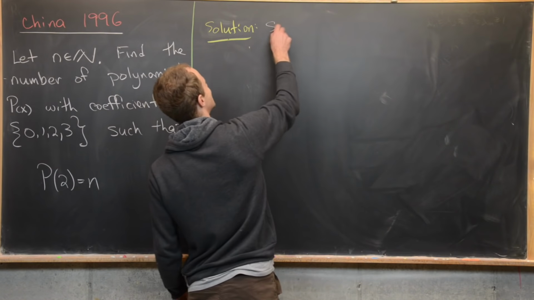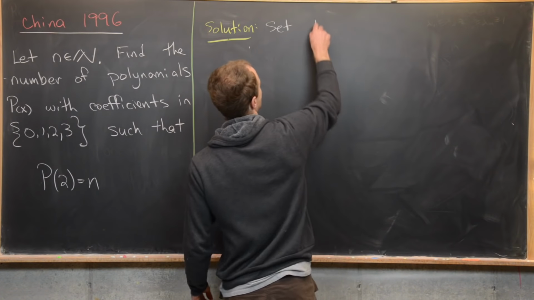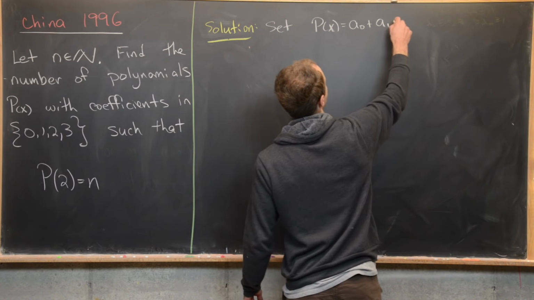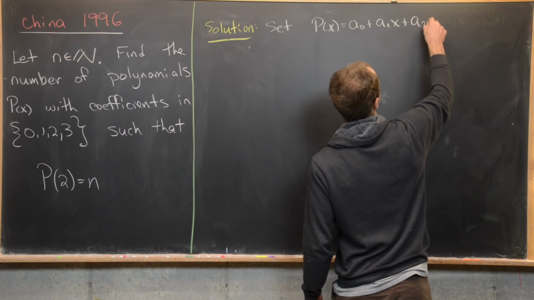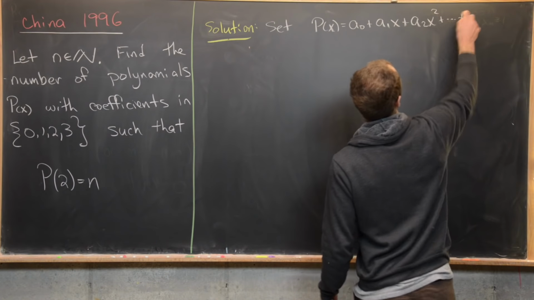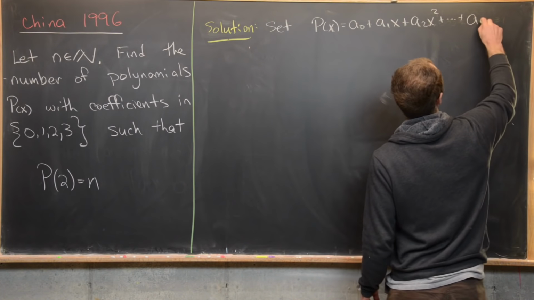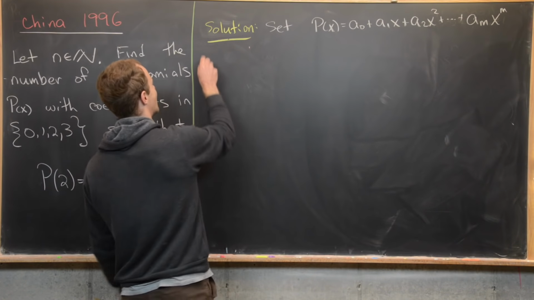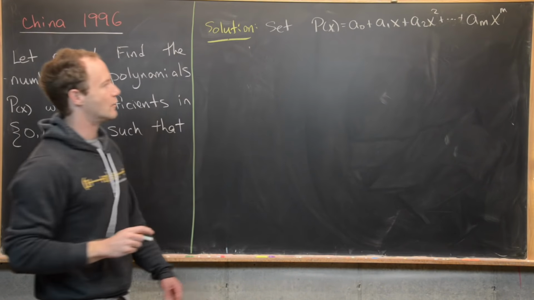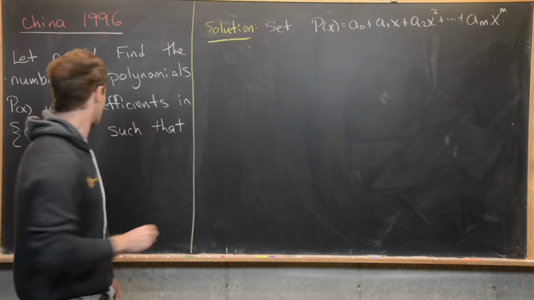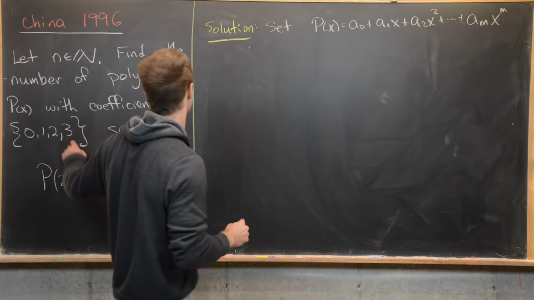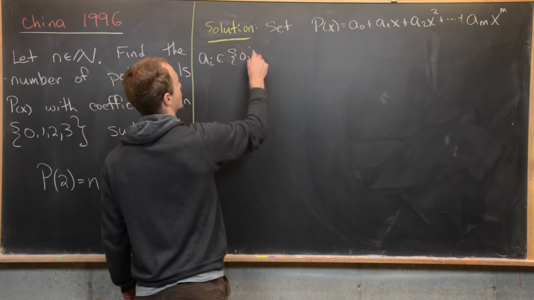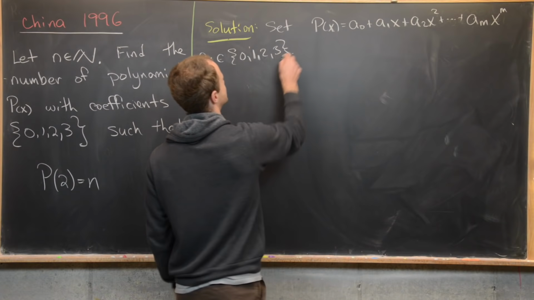So let's go ahead and take one of these polynomials. We're going to set p of x equal to a0 plus a1x plus a2x squared all the way up to amx to the m. And here all of these numbers, a0, a1, a2, all the way up to am, are from this set 0, 1, 2, 3. So I'll just write that as ai is in the set 0, 1, 2, 3.